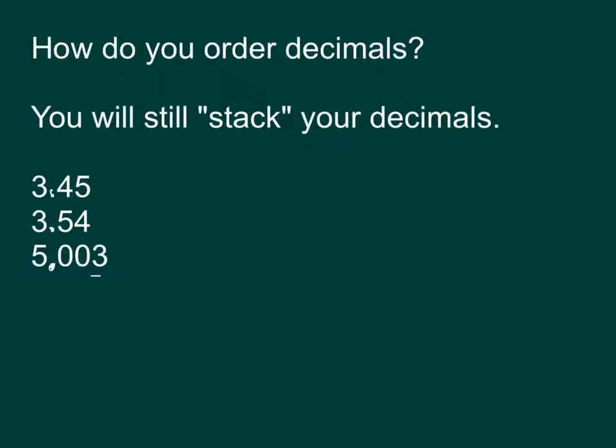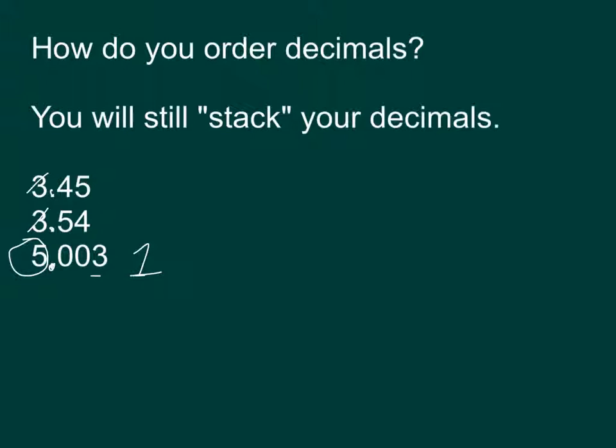So again, we start here on that far left-hand side. Which is greater, 5, 3, or 3? Well, clearly, the 5 is greater than 3. So this is going to be our number 1. That's our biggest number. But the 3 and 3 cross themselves out. Okay, they're of equal value.